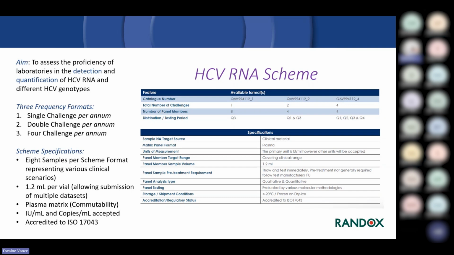The hepatitis C RNA scheme. The aim is to assess the proficiency of the detection and quantification of hepatitis C RNA and its genotypes. The frequency is the same as hepatitis B: 1 challenge, 2 challenges, or 4 challenges per year, up to a total of 8 samples per annum. And the volume of the vial is the same, up to 1.2 mL per vial. And this is a qualitative and quantitative scheme. And again, importantly, this program is accredited to International Standard 17043.